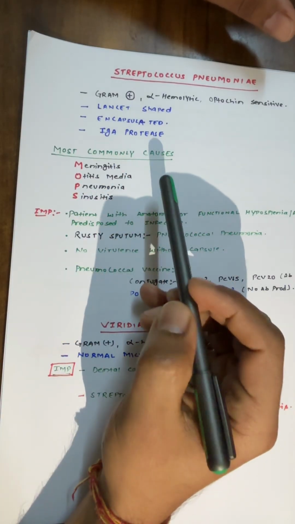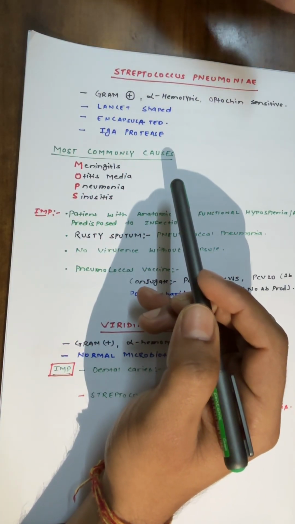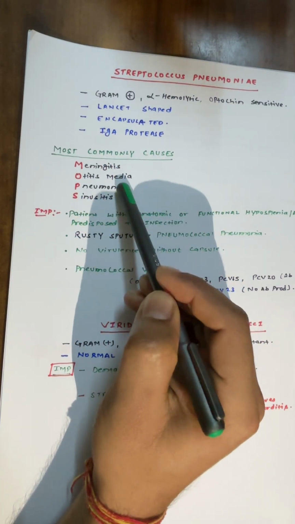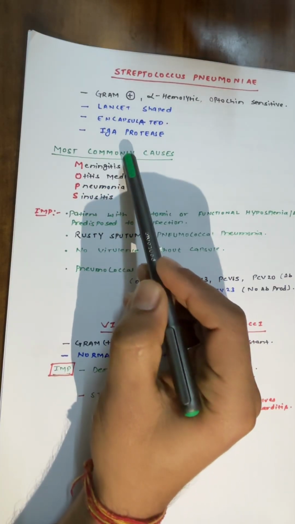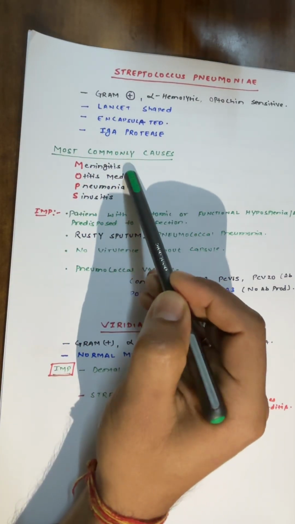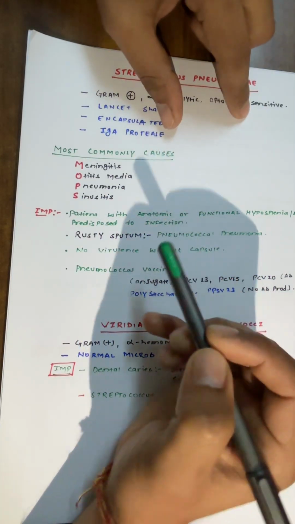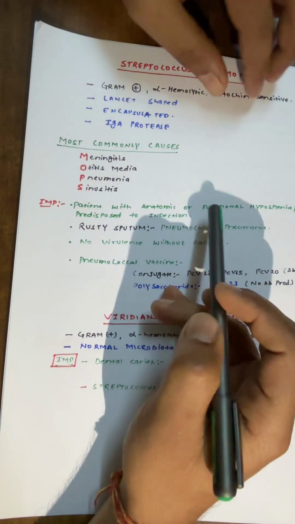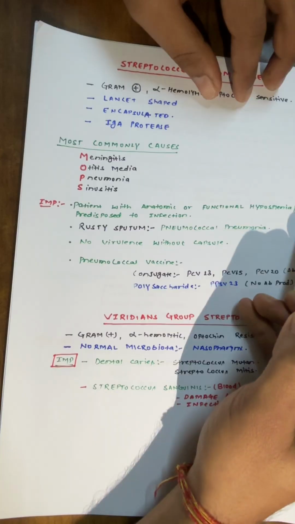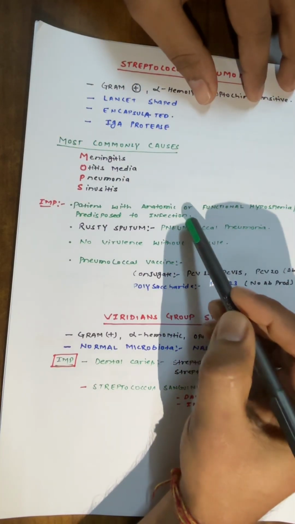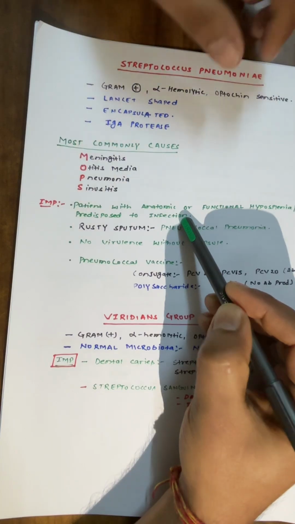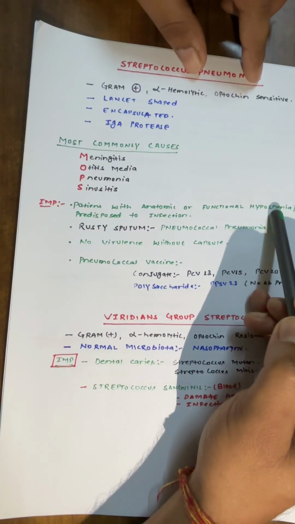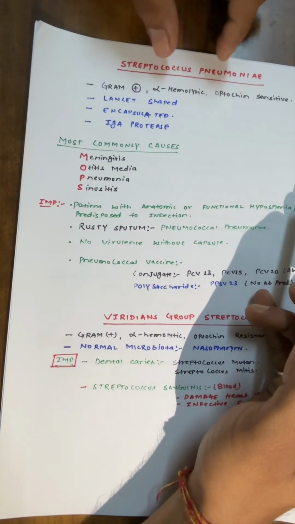Now we'll talk about its clinical presentation. We must remember that their most common infections are meningitis, otitis media, pneumonia, and sinusitis. We can remember this by the mnemonic MOPS: meningitis, otitis media, pneumonia, and sinusitis. From a clinical point of view, watch out for patients with anatomic or functional hyposplenia, like in sickle cell disease, because they are highly predisposed to severe infections from Streptococcus pneumoniae. Whenever you see any patient with anatomic or functional hyposplenia or asplenia, always think about Streptococcus pneumoniae infection.